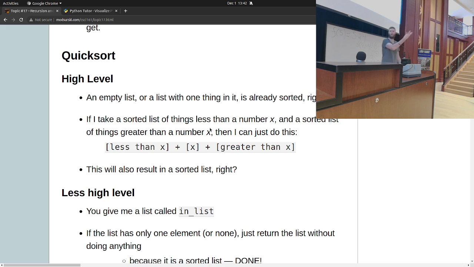So what I'm going to do is go through the whole list and put all the numbers less than 72 over here, and all the numbers bigger than 72 over here. And then all I have to do is sort that list, and then put it all back together, and then I have a sorted list, right? That's it. That's all I have to do.